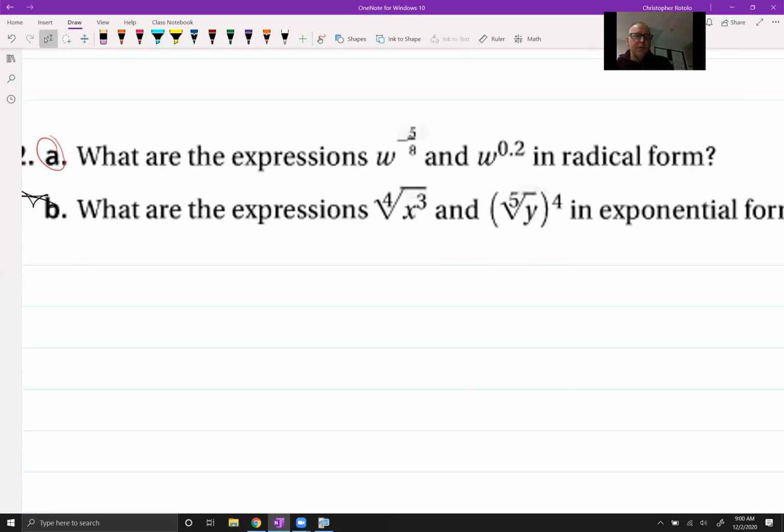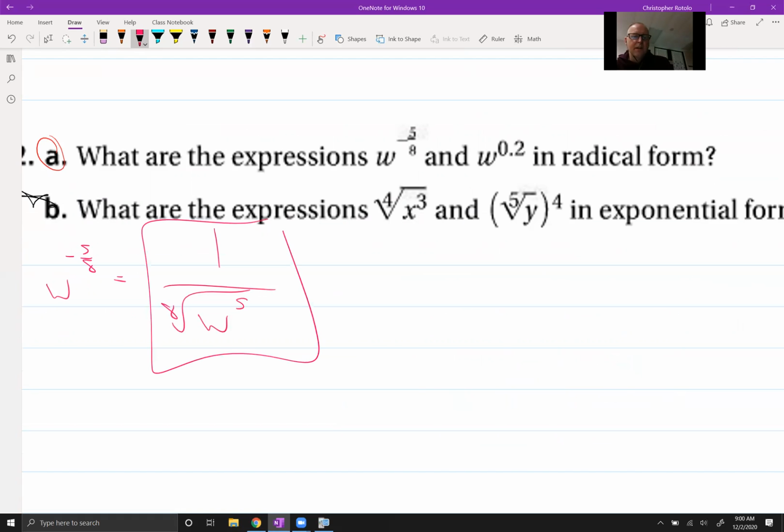All right, so w to the -5/8. So that means I have 1 over w. The power is on top, so it's the 5th power, and I'm going to use the 8th root. And again, not simplified based on our radicals, but it is translated, and that's what I'm after today. Okay.